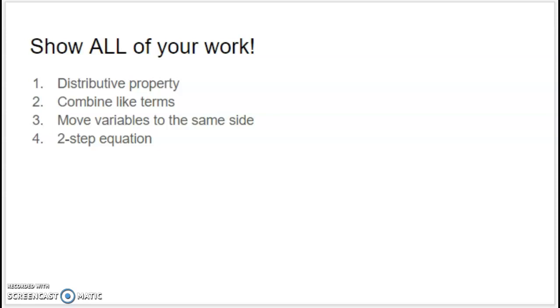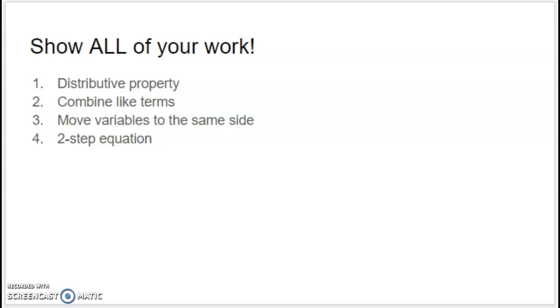Then, after I do those two things, I move my variables to the same side. So if I have x's on the right and the left, I move one of them over to the other side to combine them. After you do those three steps, it should be close, if not all the way, to a two-step equation at that point, which I think all of us can complete.